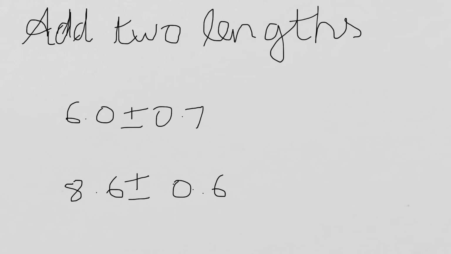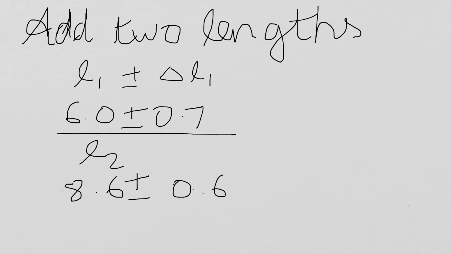We will name this as length 1. 6.0 is length 1, plus or minus, and this tolerance value of 0.7 is delta L1. And here, 8.6 is length 2, plus or minus, and 0.6 is delta L2.